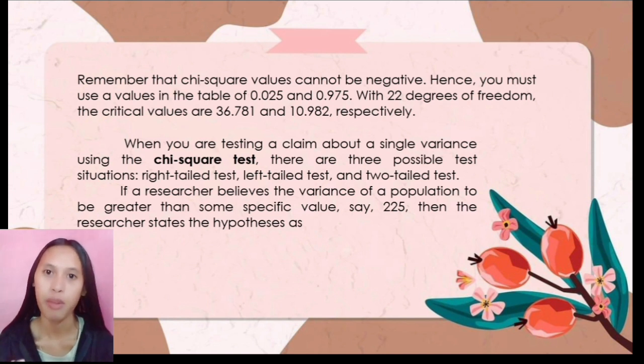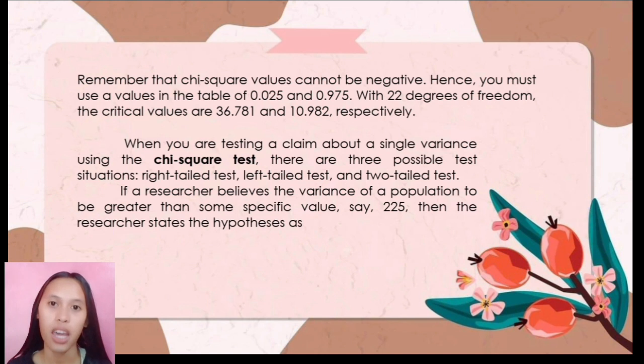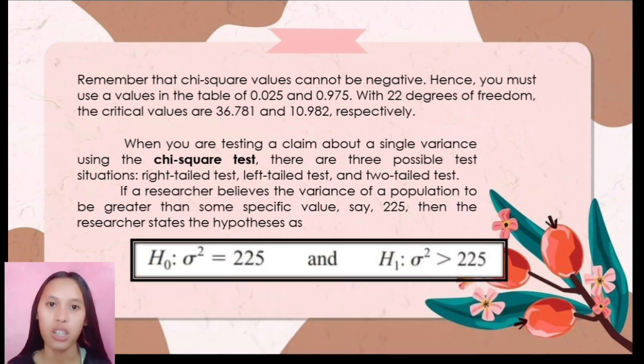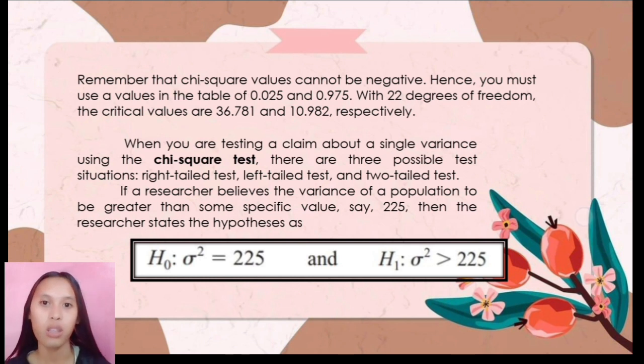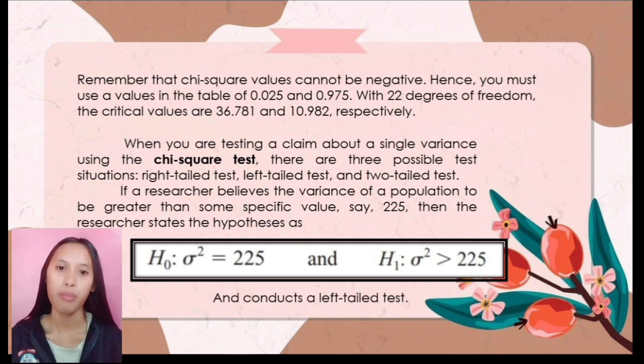When you are testing a claim about a single variance using the chi-square test, there are three possible test equations: right-tailed test, left-tailed test, and the two-tailed test. So, if a researcher believes that the variance of a population is greater than some specific value, let us say 225, then the researcher states the hypothesis as: the population variance is equal to 225, the population variance is greater than 225. That conducts a right-tailed test.